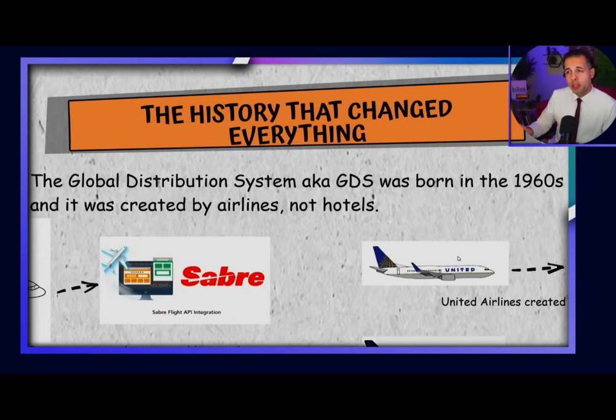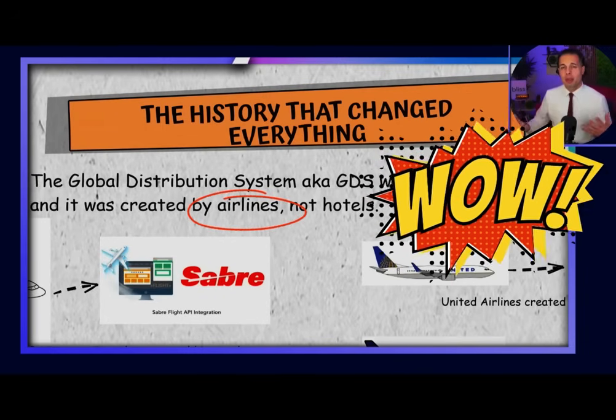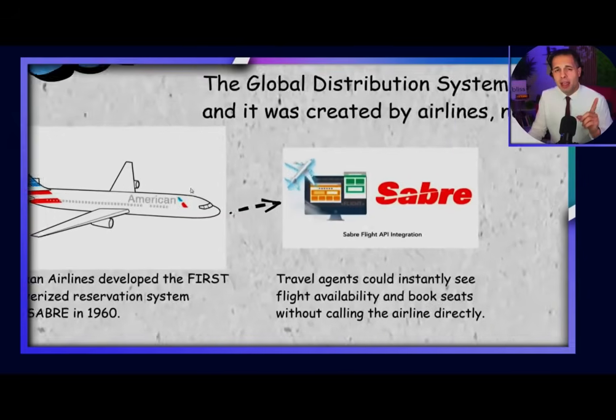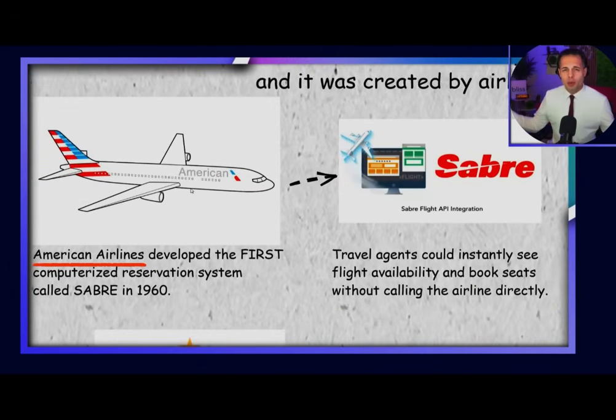So the history that changed everything is when the global distribution system, also known as GDS, was born back in the 1960s, and it was created by airlines, not hotels. A lot of people think that it was hotels that actually initiated this, but it was actually airlines. Back in the late 1950s, early 1960s is when American Airlines were the first ones that realized, oh my God, this is going out of control. We need a computerized reservation system that allows us to maximize our airline seats.